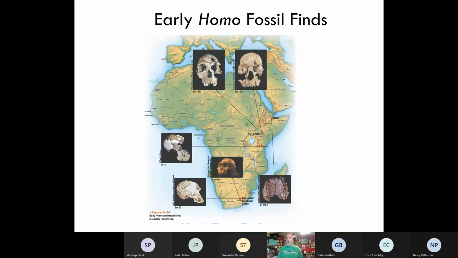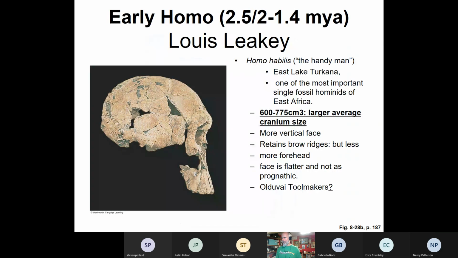So we'll pick up here on Friday and start talking about the early Homo. Well, actually, this is where we finish off this entire unit, and we're going to transition into talking about the next unit. This is the last hominin of chapter 8, and as you see, it was found by Louis Leakey.